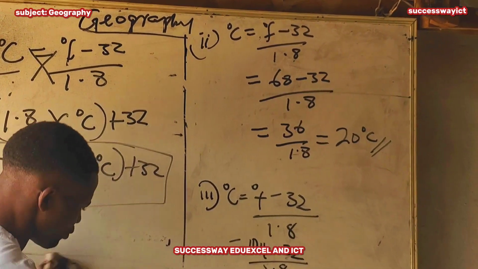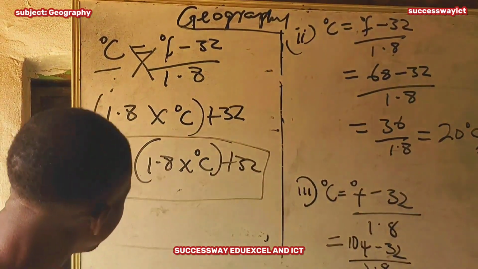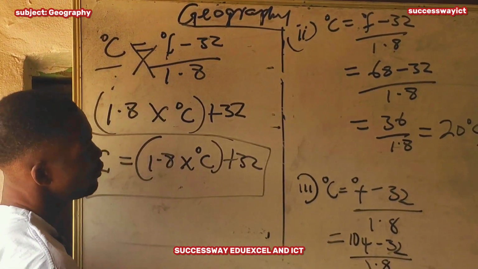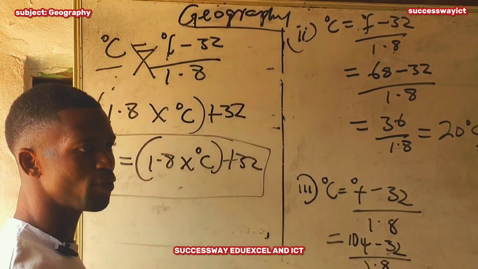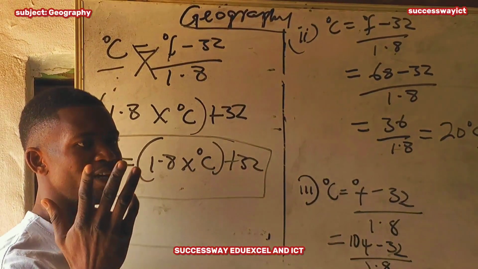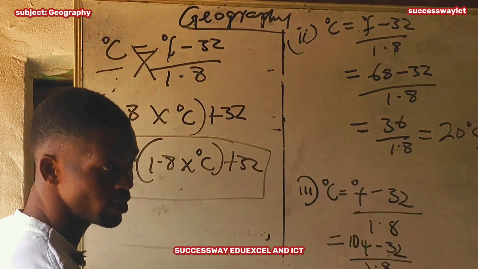So let's do the other one. Do you still have some minutes left? Just 5. You can do that. So if you convert 0 degree centigrade to degree Fahrenheit, we get 32, isn't it? Then 100 degrees centigrade, if converted, we have 212. Let's check it out.